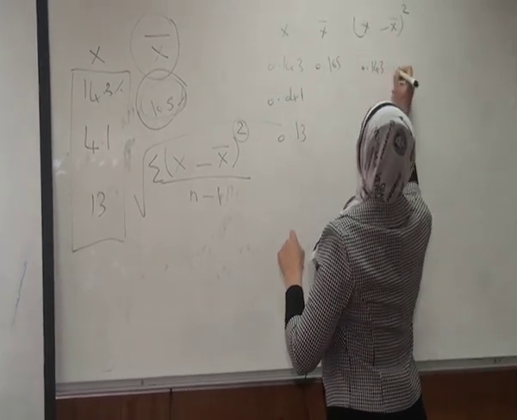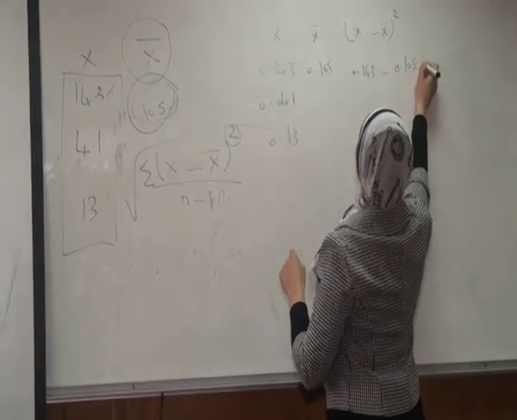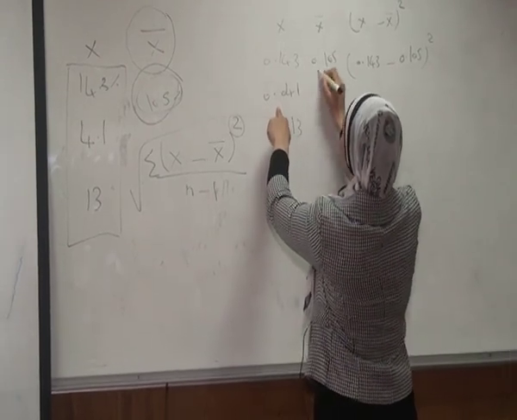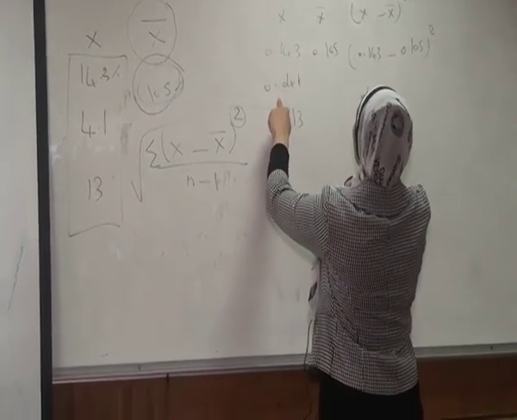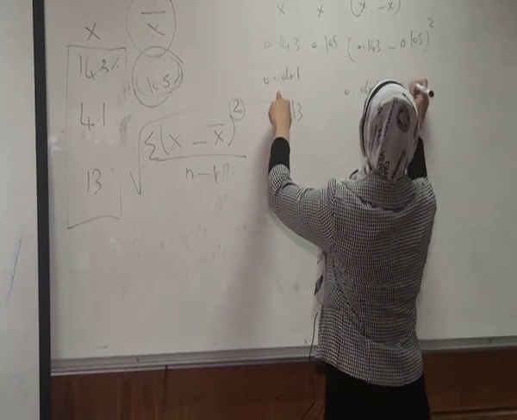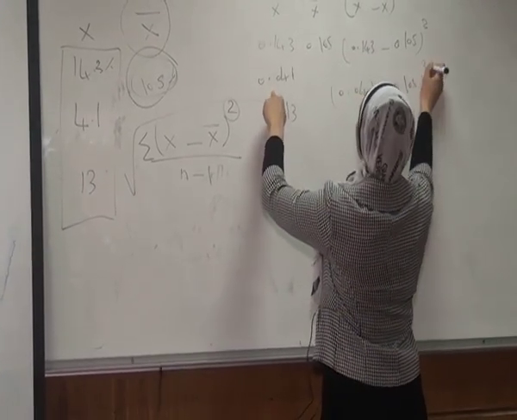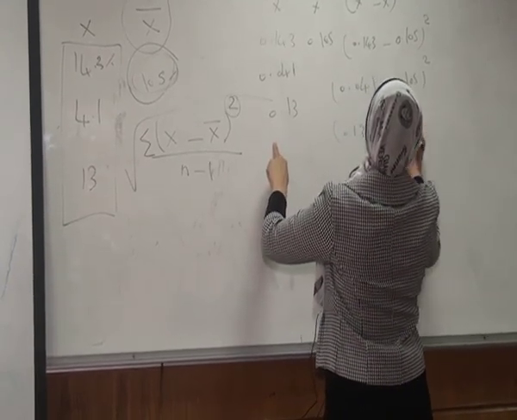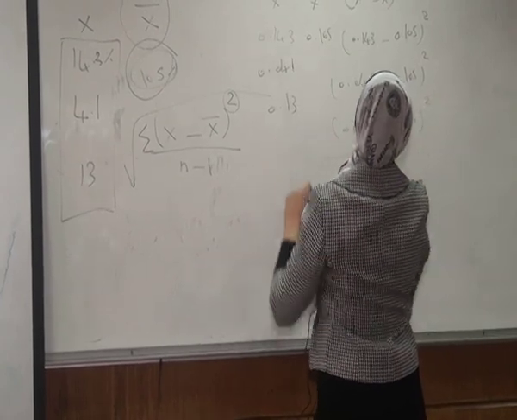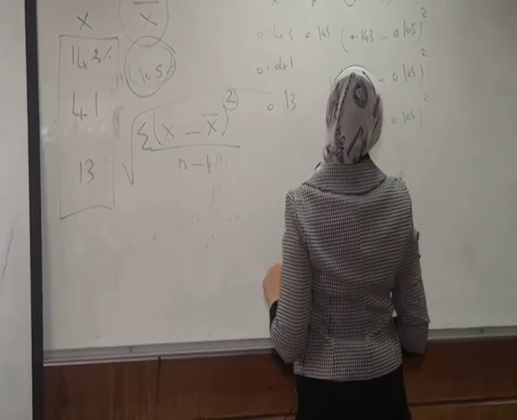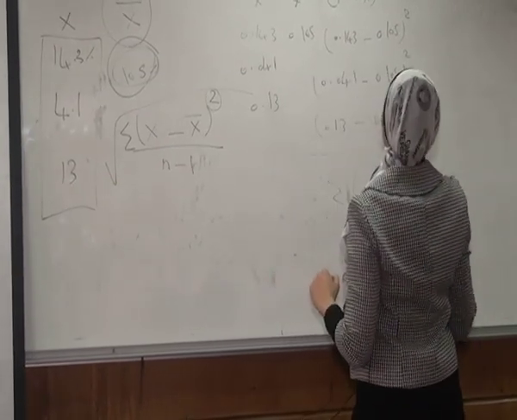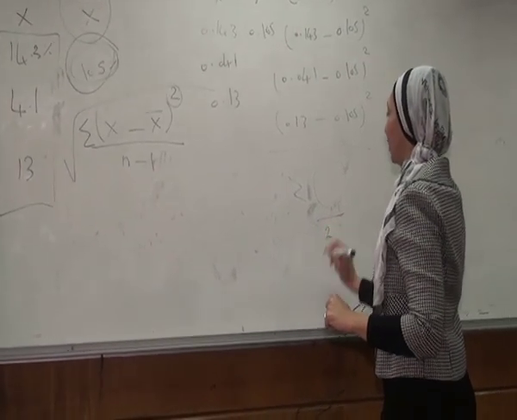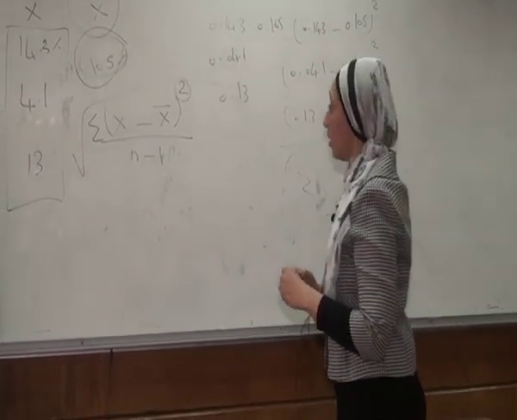14.3 minus 10.5 power 2. Then for the second year you will have 4.1 minus 10.5 power 2. For the third year it's 13% minus 10.5% power 2. You need to get the summation. And then you will divide it by n minus 1, which is 2 already. Then you will get the square root of the answer.